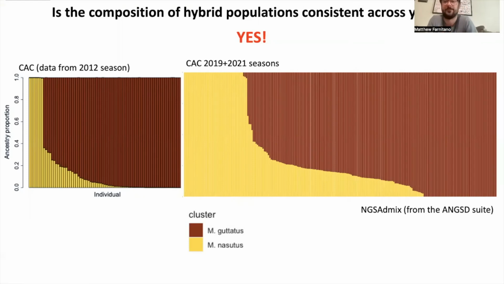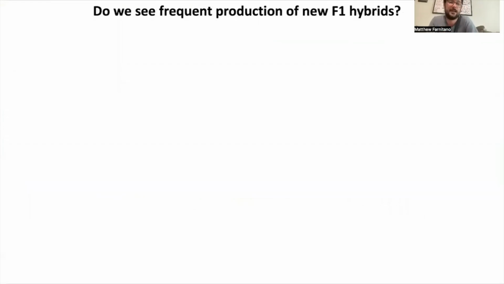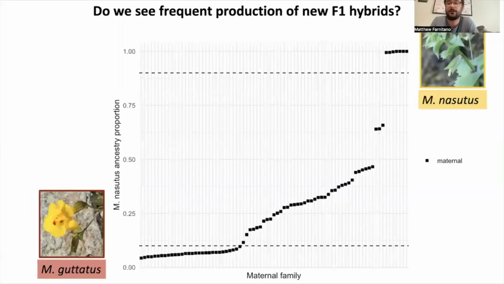So we do have this stable, persistent population of hybrids, and we want to know, how is that hybrid population created or maintained? Do we see frequent production of new F1 hybrids? To do that, we want to look at the ancestry proportion of all the individuals in our sample, starting with just the maternal individuals. And first, what we see is there are no actual 50-50 individuals. And these ones that are close to 50-50, you can look at the heterozygosity versus homozygosity and tell that they are definitely not F1 hybrids. They're at least second or more generation.